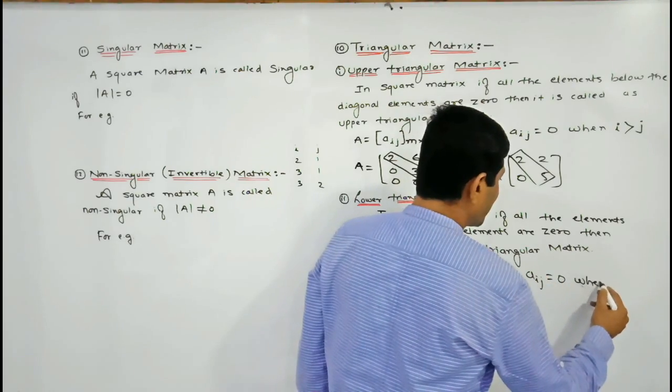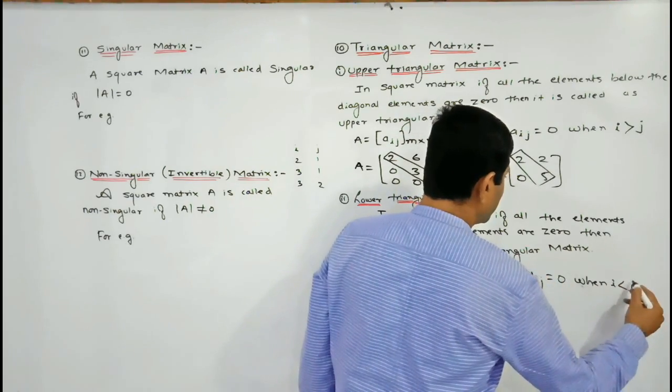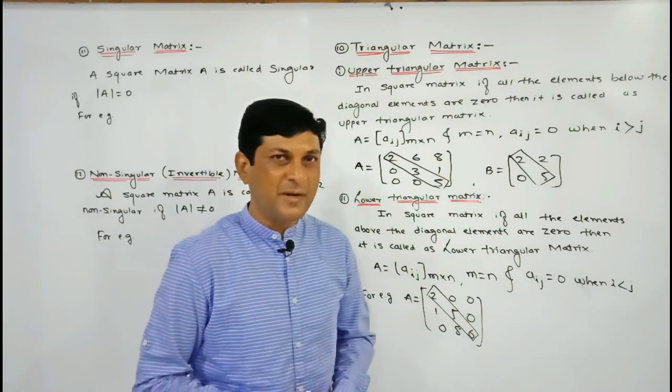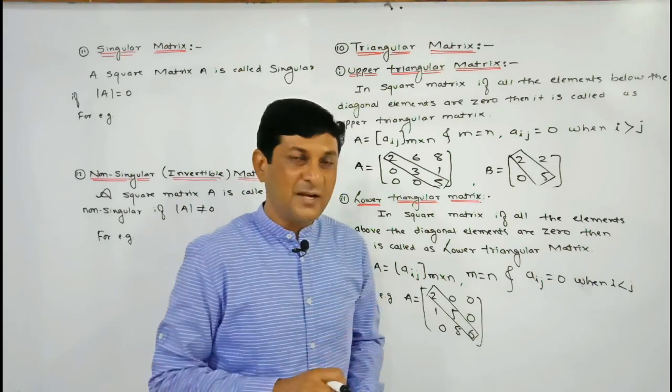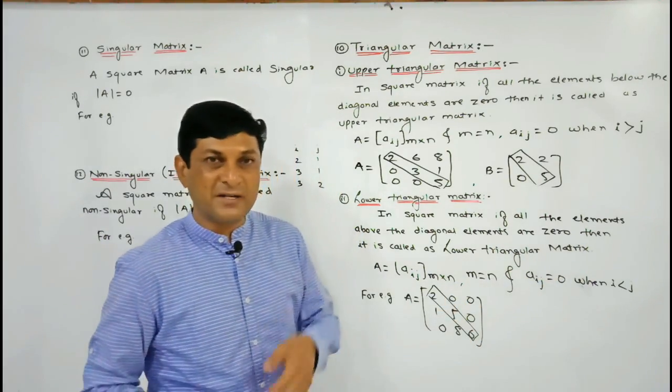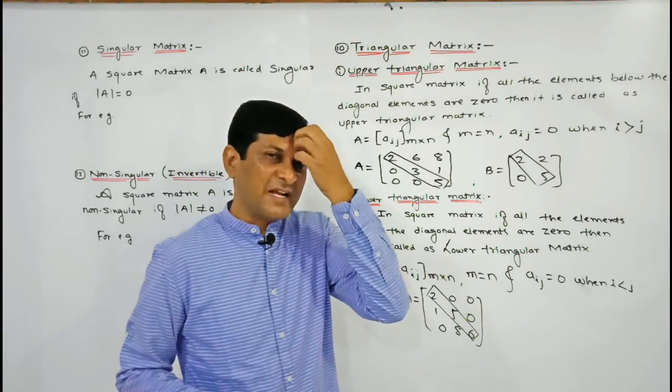So when i is less than j, if you observe here, for all the elements above the diagonal, i is what? Less than j, and wherever i is less than j, at that time if the element is 0, we can say that the matrix is a lower triangular matrix.